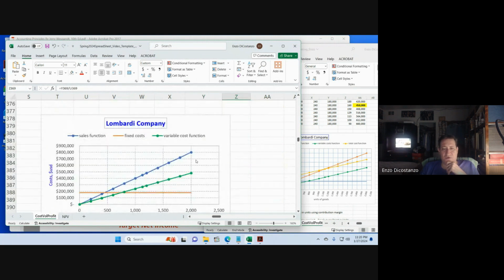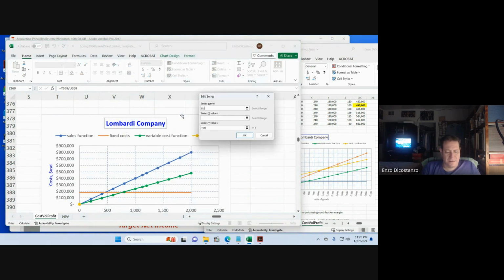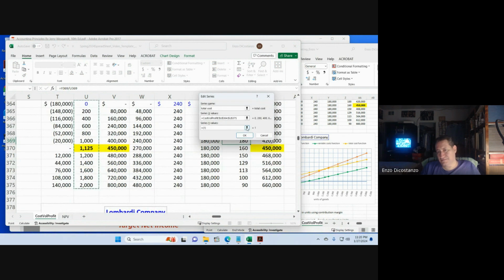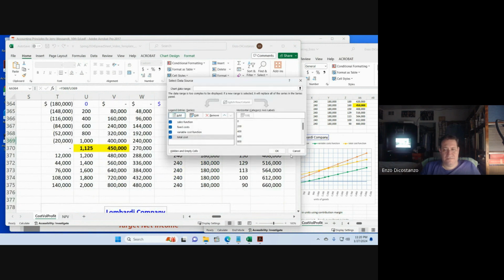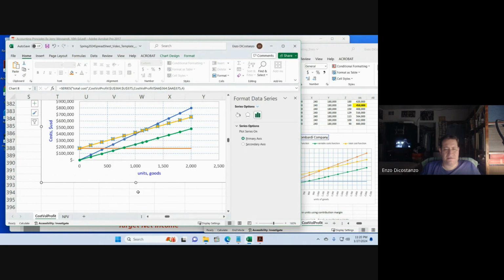And it's variable cost. And then the last thing will be total cost. Select data, add. Okay, and again, same thing. Right click, data series, paint can, marker, built in, make it a 4.